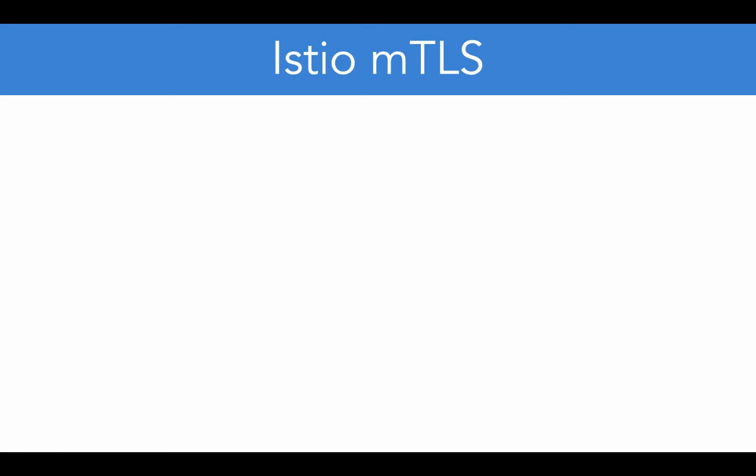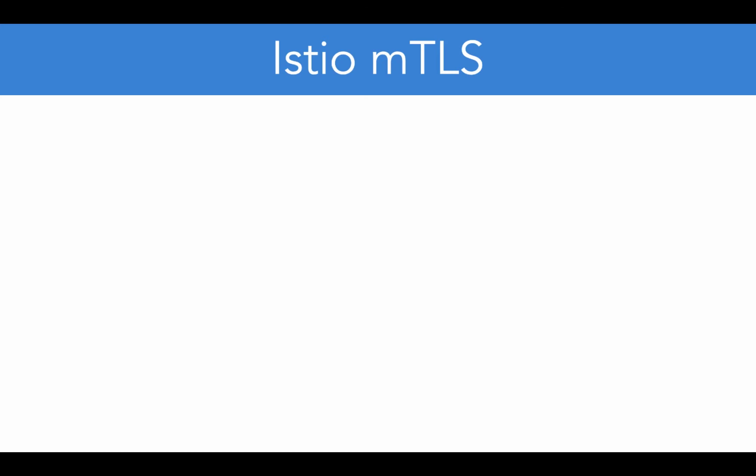So let's talk about Istio Mutual TLS or mTLS. I'm not going to discuss what TLS is. The full form of TLS is Transport Layer Security. That means that if you want to send data from one application to another, and if you use TLS, the data would be encrypted so that no man in the middle attack can happen.